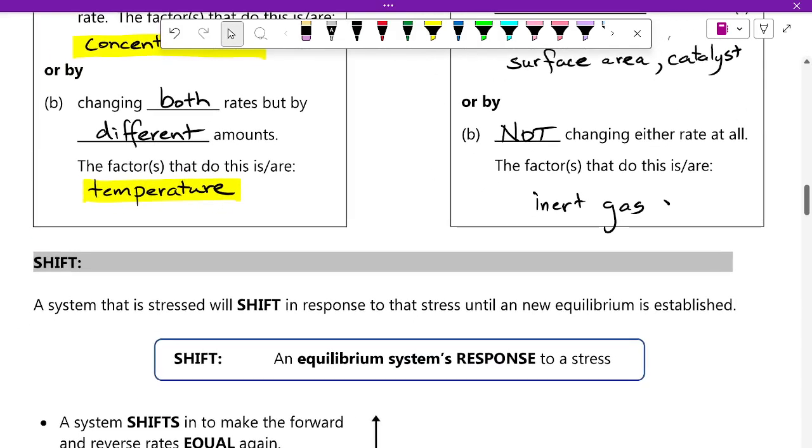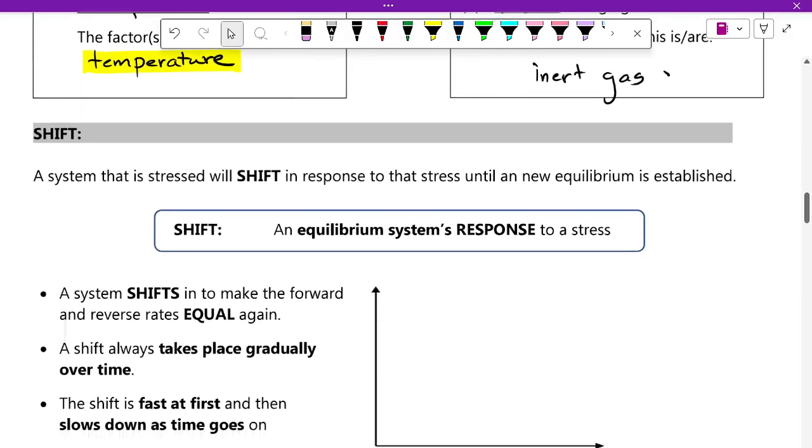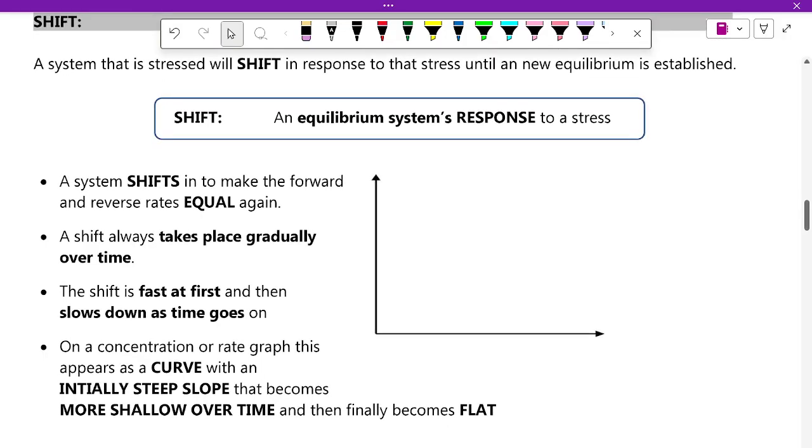So we've talked about all the things that are stresses. Now we're going to talk about how things shift. And we've already looked at it on page 1, but now we're going to look at it here.